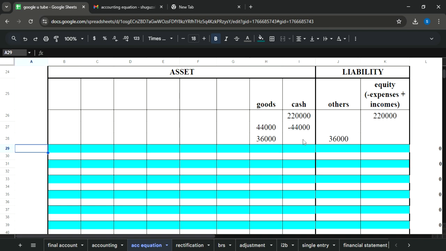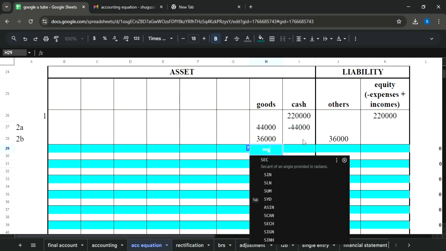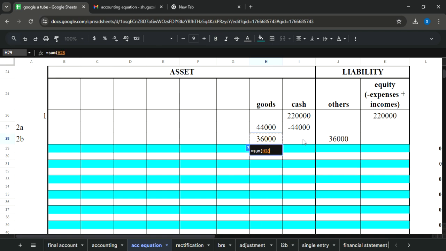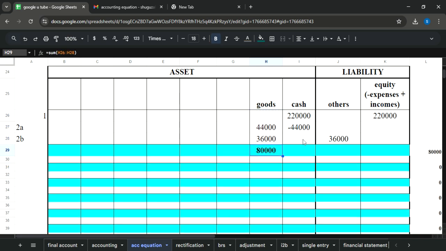So guys, in this way, our first entry, then the first part of the second entry, then the B part of the second entry is completed. After that, simply you will take the sum of goods. In a similar way, you will take the sum of the other sides as well. So the total has been calculated. These totals must be equal to each other.